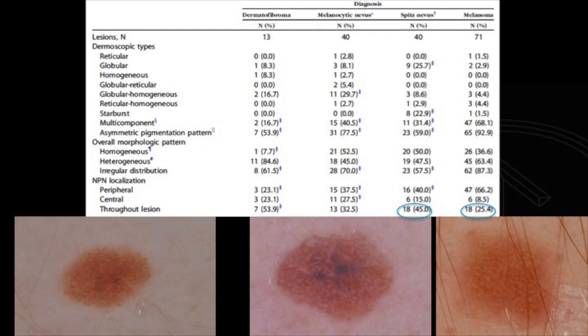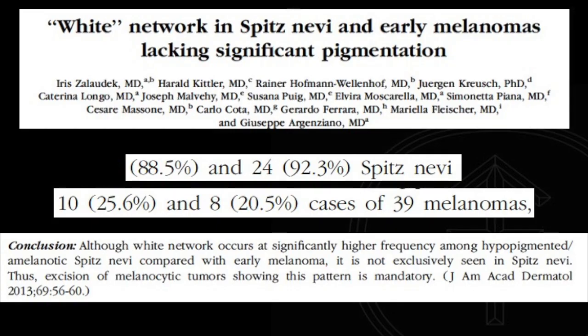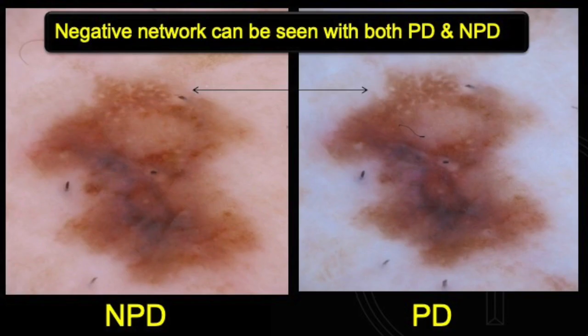They showed again here that the overlap between melanoma and Spitz is high enough that you can't use that to distinguish between the two. And then this was the final paper that basically said that if you see a negative network, you're basically forced to biopsy to rule out melanoma, because the quality of the negative network cannot be used to differentiate between a Spitz and a melanoma. So, negative network focally present at the top in this melanoma.